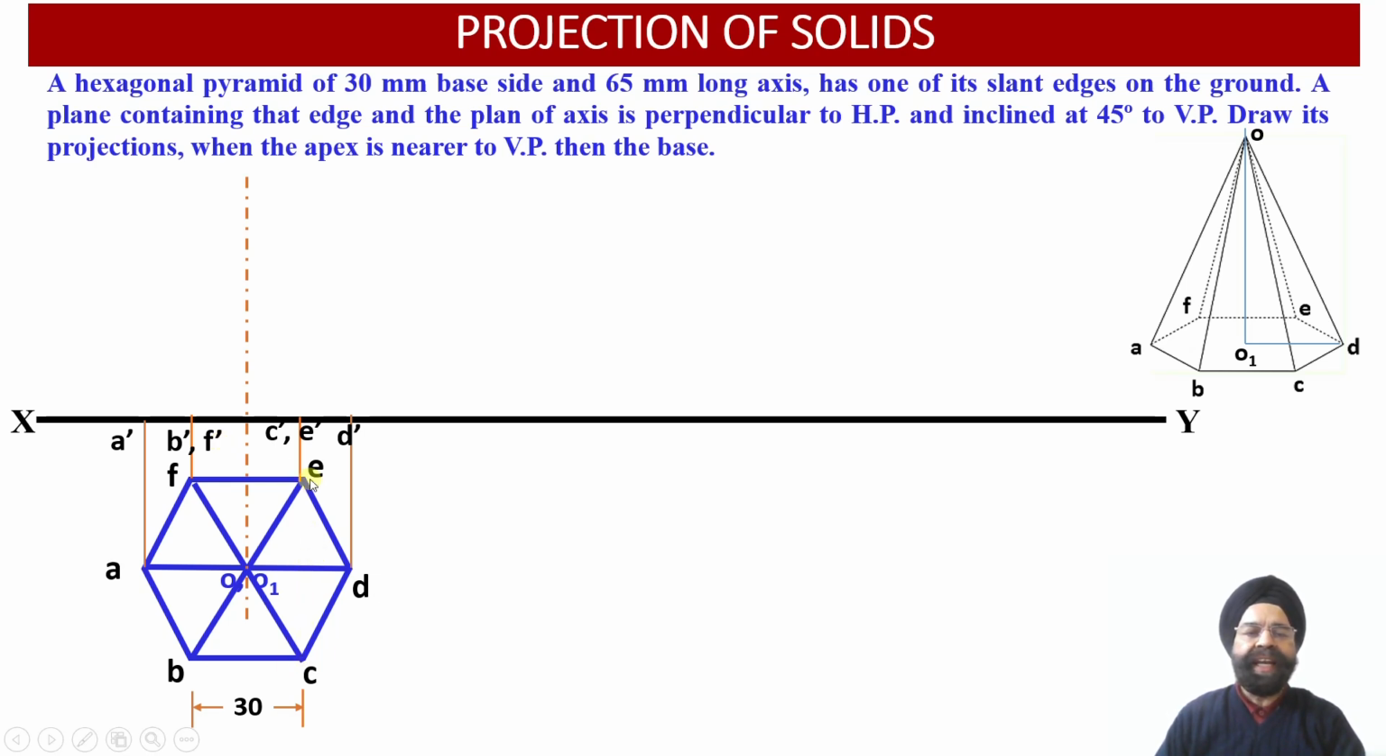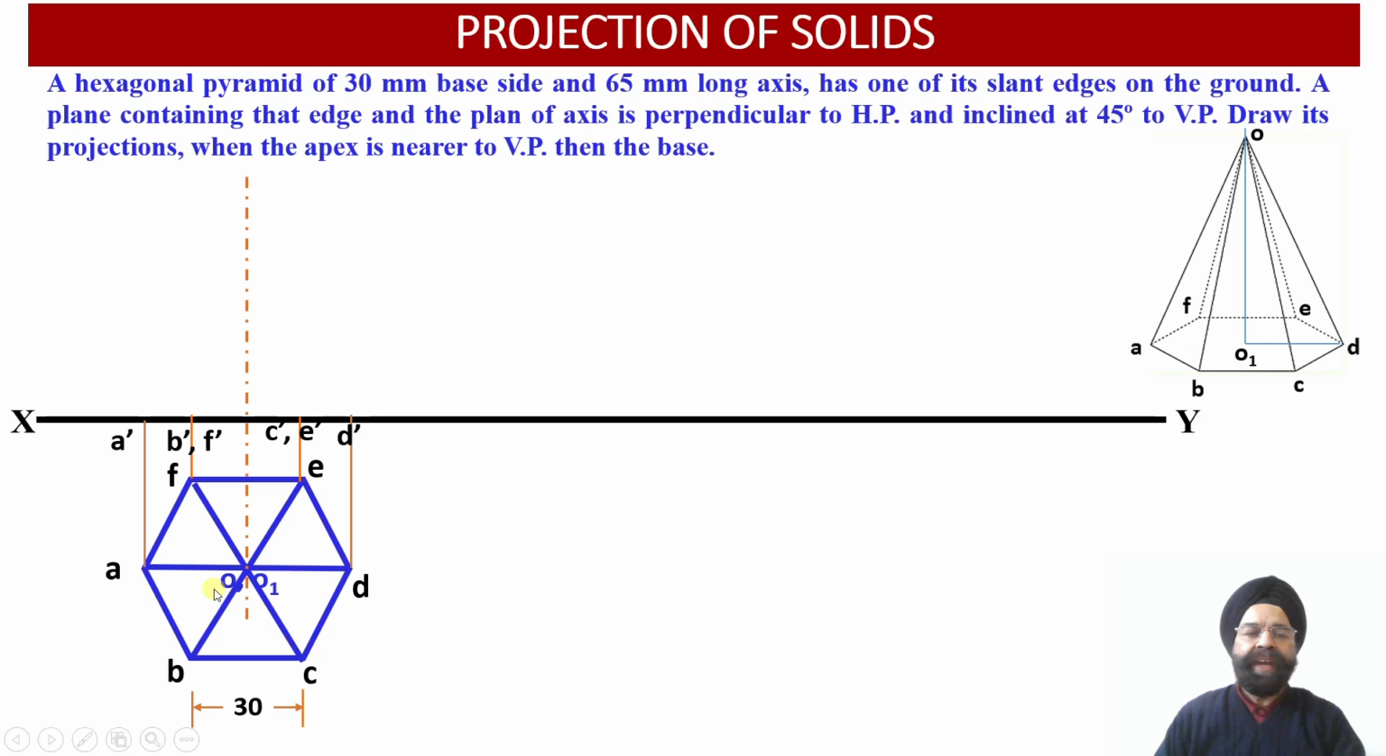Similarly, points C and E of the base of the hexagonal pyramid are projected as C dash and E dash onto the XY reference line. And finally, the point D of the base will be projected as point D dash onto the XY reference line.